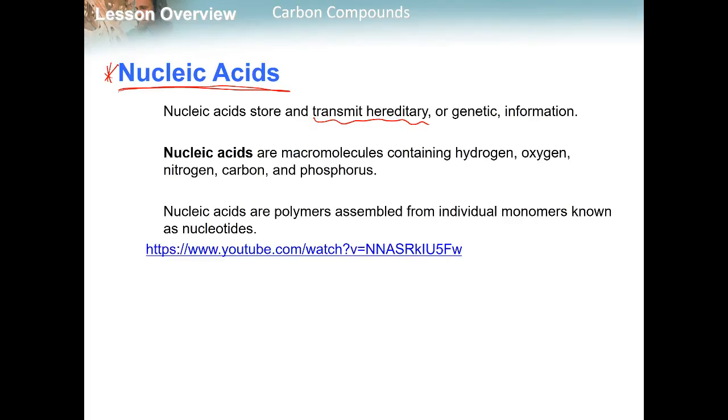Nucleic acids are macromolecules, and they contain hydrogen and oxygen. We're going to see the addition of nitrogen and phosphorus to our chemical formulas for this. They are polymers. They are assembled by tiny monomers that come together, and they make up compounds called nucleotides. And we're going to talk about those nucleotides more. We'll watch this video in class if you can't click on it. I know sometimes they don't work.